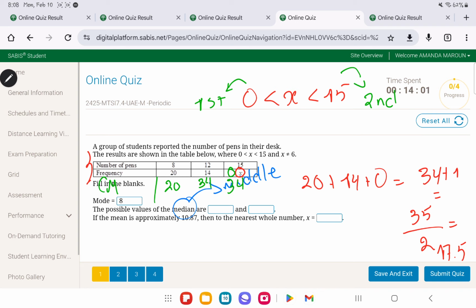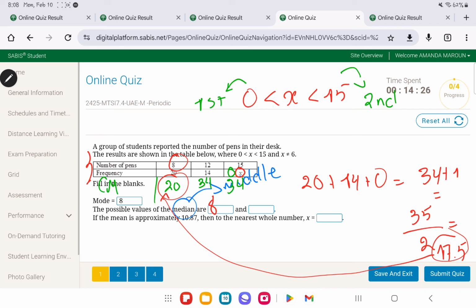Now, 17.5, into which interval does it fit? It fits into this interval over here. That means 20 is a bigger number than 17.5. So definitely the first possible median is going to be 8. Okay, so the first answer over here is 8.